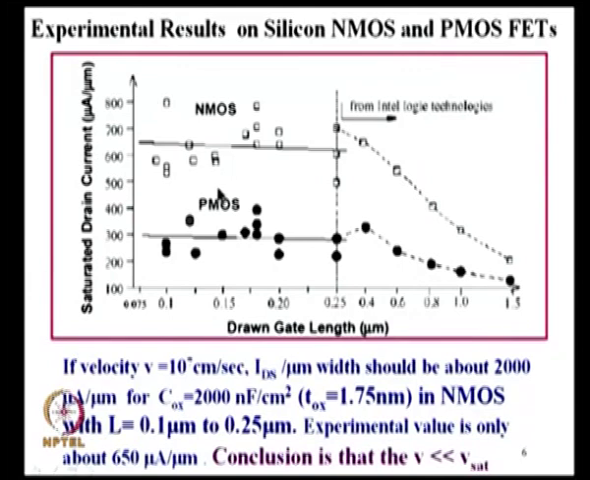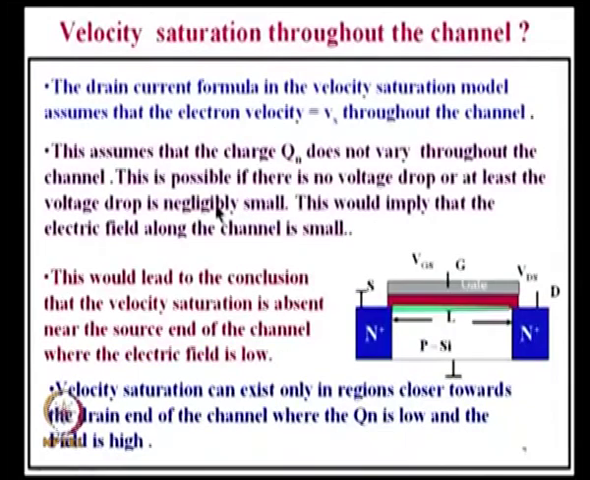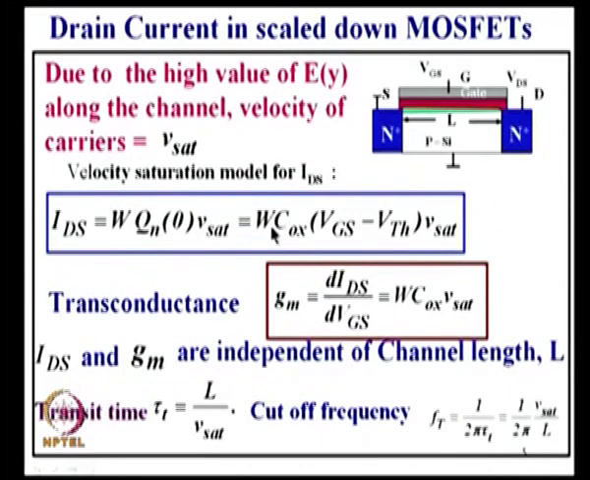What we are telling is, if there is velocity saturation, I can substitute. Let me take VGS minus V threshold as 1 volt. C oxide is 2000 nanofarads per centimeter square, which is 2 into 10 to the power minus 6 farads per centimeter square. And V sat is 10 to the power 7. So, 10 to the power minus 6 into 10 to the power 7, that is 10, and the 2 is there. So, this product is 20.